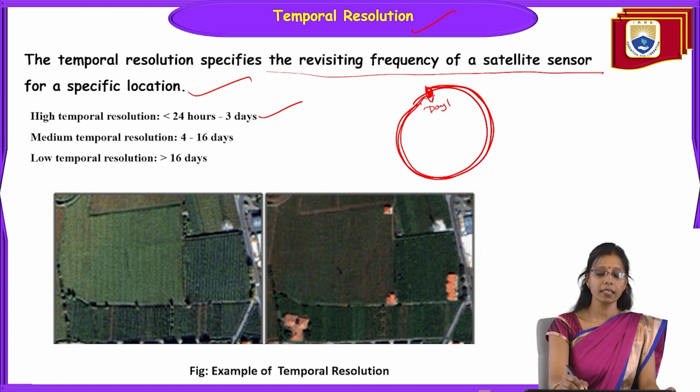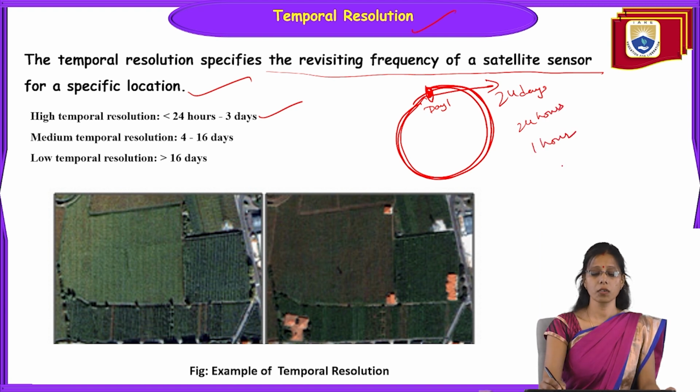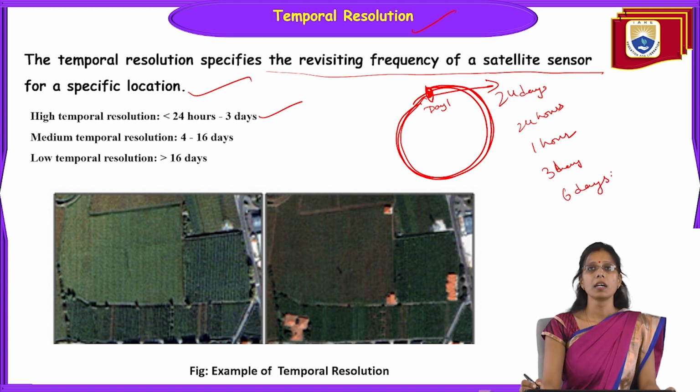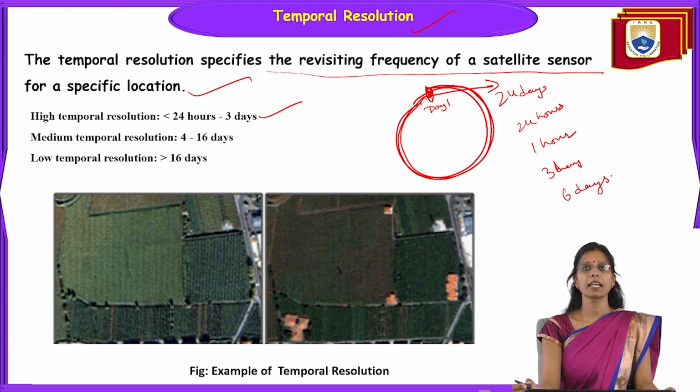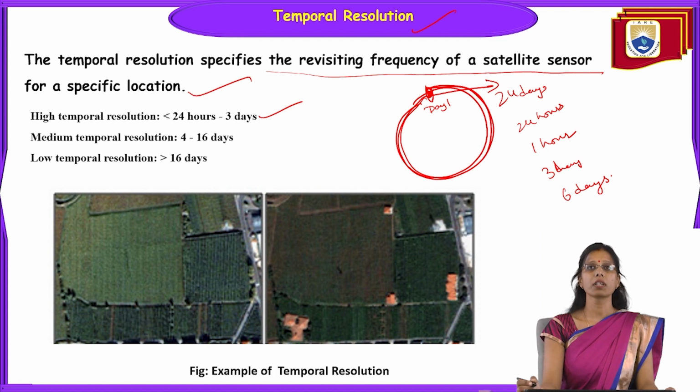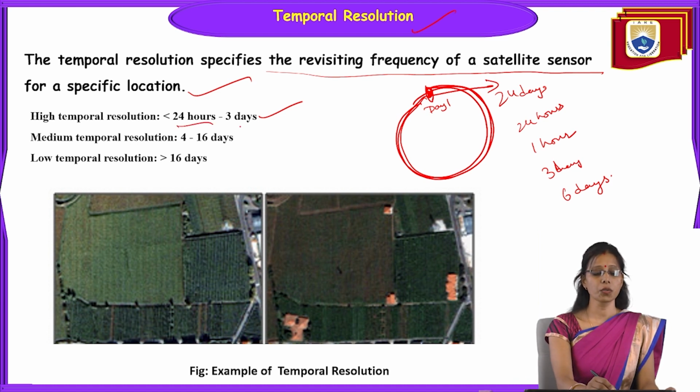So this satellite has a temporal resolution of 24 hours, even 1 hour, even 3 days, 6 days, depending on the satellite. With higher temporal resolution, it will come back in fewer days. With lower temporal resolution, it will take more days. So when you talk about 24 hours to 3 days, that means when it starts on day one, 24 hours means in a day it has to complete the entire orbit and come back to the same position.